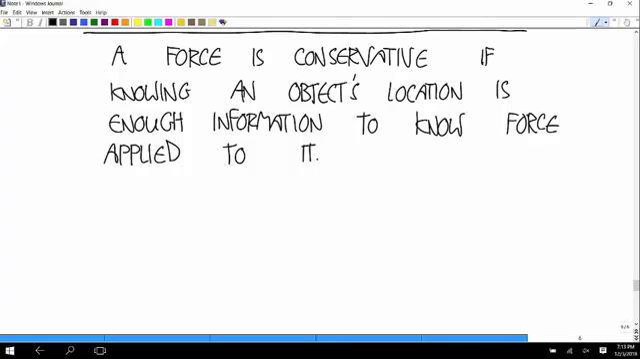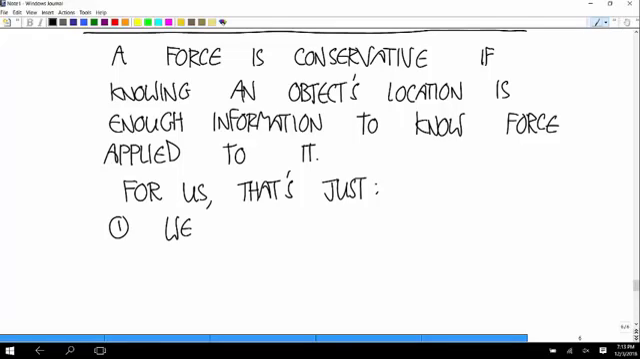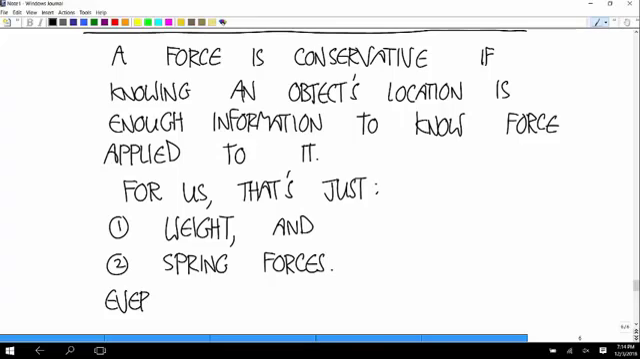We're only going to deal with two types of conservative forces. So for us, that's just first, the weight force, the force applied by gravity. And second, the force applied to objects by springs. That seems like an oddly specific thing to be worried about. It turns out that spring forces are important in engineering and physics because a lot of things can be represented as springs, but that's what it is. So weight and the forces applied by springs. Everything else is a non-conservative force.